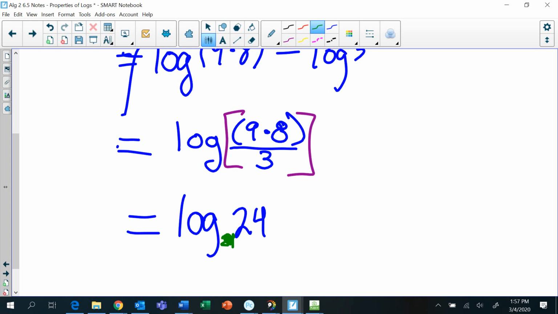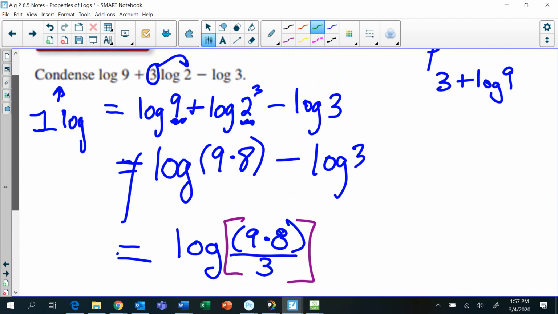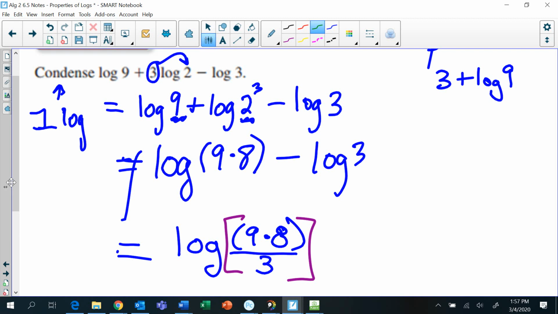Would you say log base 10 of 24, or would you say log of 24? The final answer, I'm sorry, you'd say log of 24. You're right. Okay, so when you subtract, it becomes division, right? So that means that log 9 plus 3 log 2 minus log 3 equals log of 24? Yes, they are equivalent. It's just I'm changing the way it looks by using these properties we just learned.